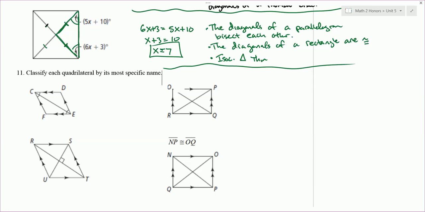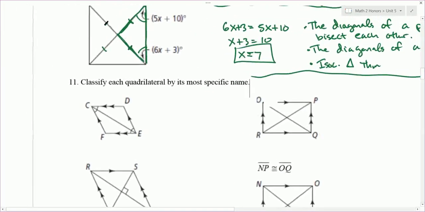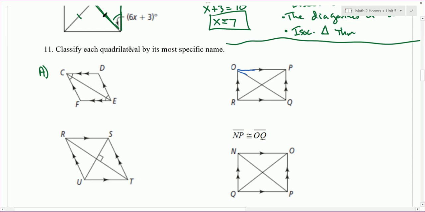We're to classify each quadrilateral by its most specific name. So what we're noticing in 11, on the first one, I'm going to call it part A, is for sure it's a parallelogram, because opposite sides are parallel, and that's the definition of a parallelogram. But we also have a diagonal that is bisecting the angles. So in this one, obviously we have congruent angles there. If I draw my other diagonal though, is there anything that tells us that that diagonal bisects opposite angles?